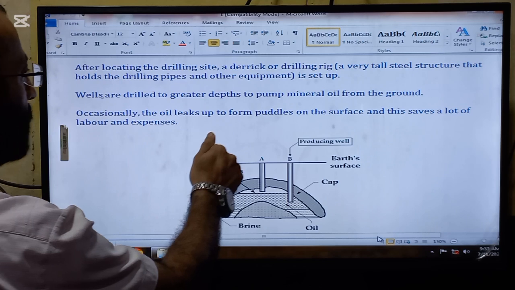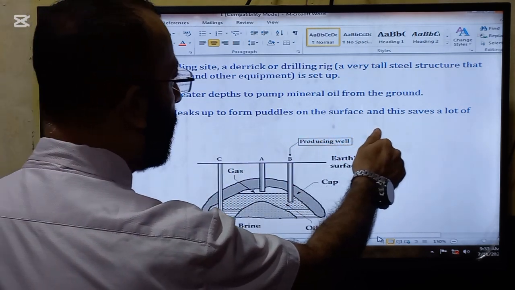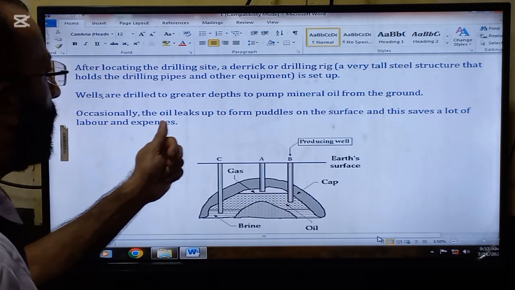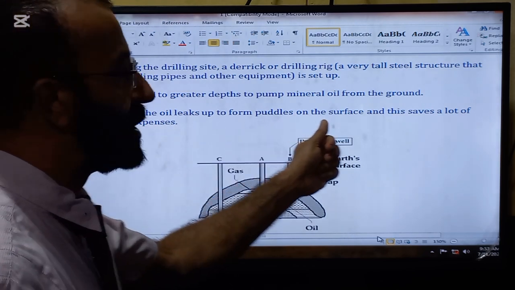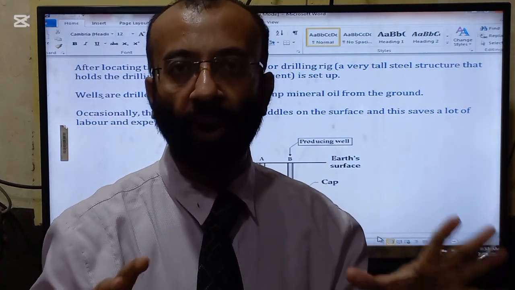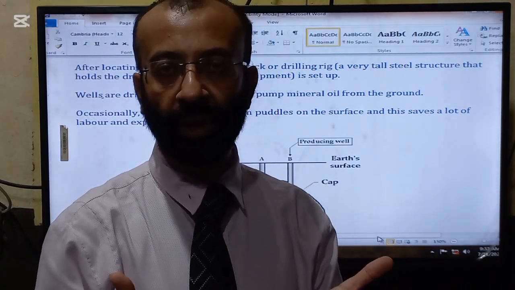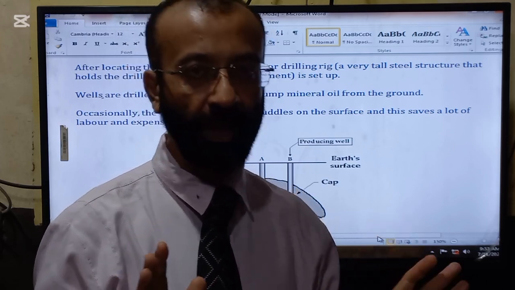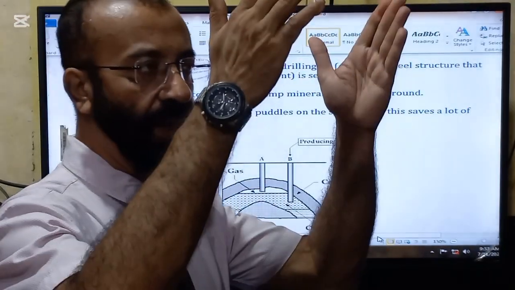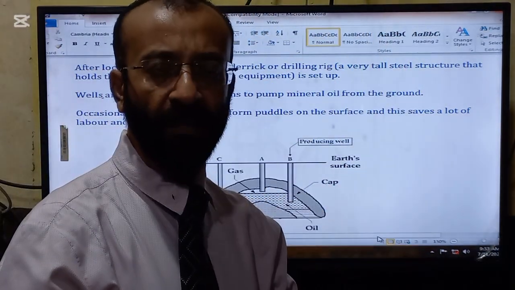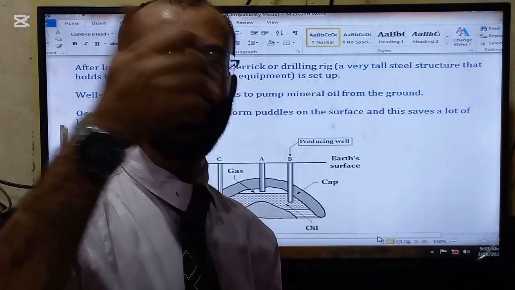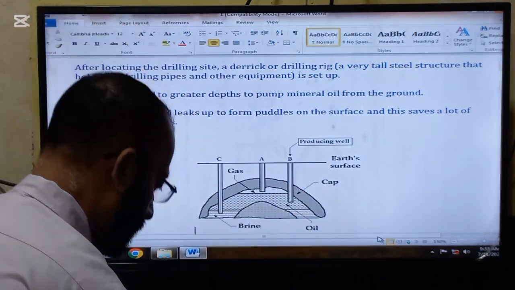Occasionally, the oil leaks up to form puddles on the surface, and this saves a lot of labor and expenses, because if oil leaks up to form puddles on the surface, there will be no need to locate the oil sites. So a lot of money and labor will be saved. Otherwise, the location will be found, and then wells will be drilled to pump the oil above the surface of the earth.